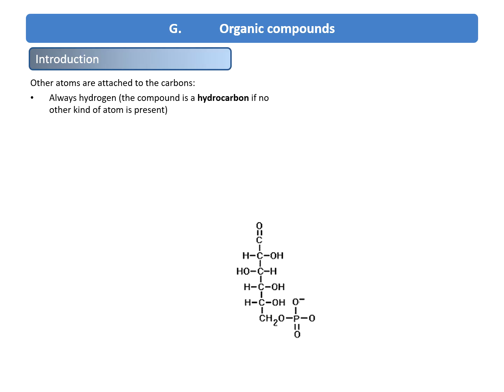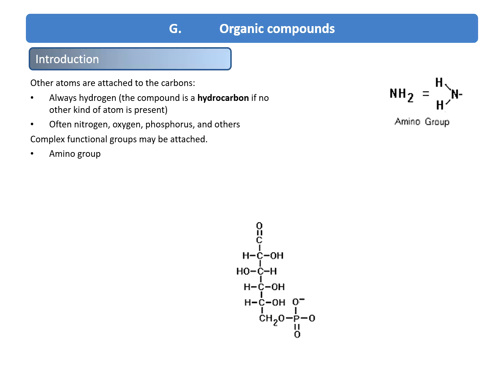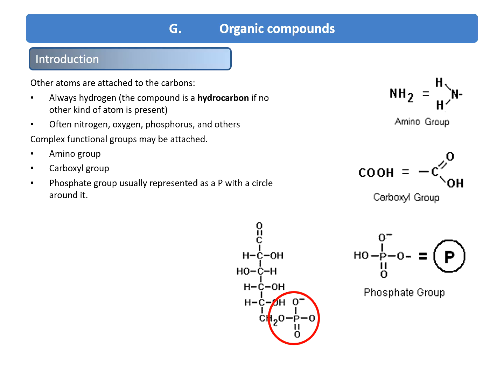Always hydrogen. The compound is a hydrocarbon if no other kind of atom is present. Often nitrogen, oxygen, phosphorus, and others are attached. Complex functional groups may also be attached to the carbons. For example, an amino group, a carboxyl group, phosphate groups. I usually represent the phosphate group with a P and a circle around it.